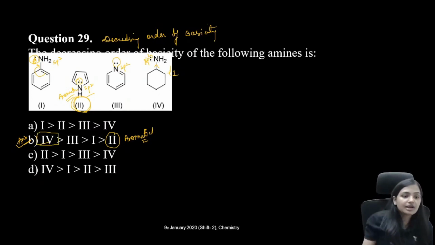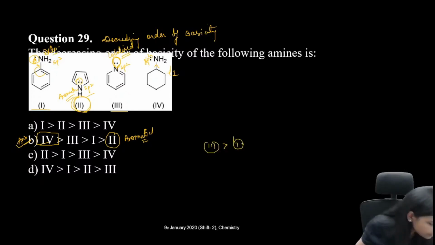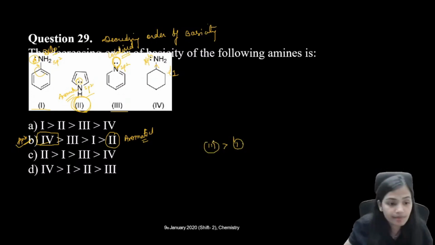If you compare the third and the first, here this nitrogen is sp2 hybridized, but its lone pair is available. It is a localized pair of electrons. Are you getting it? This is a localized pair while this is a delocalized pair. That's why the third is more basic than the first. Absolutely. I hope you got the answer.